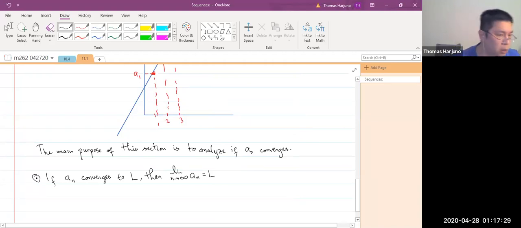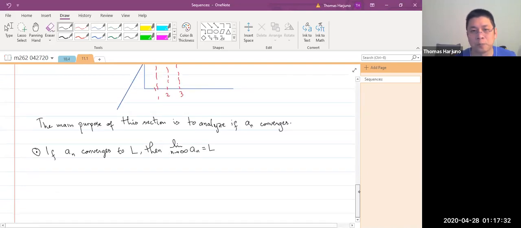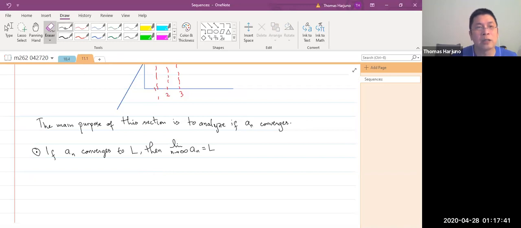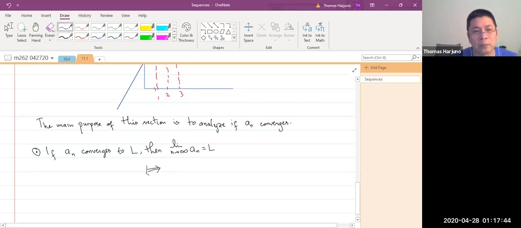Now, to be more precise, using the idea of limit we have from calculus 1, that's the same to say that the distance from the nth term to L will be less than epsilon whenever n is greater than or equal to capital N for some N.